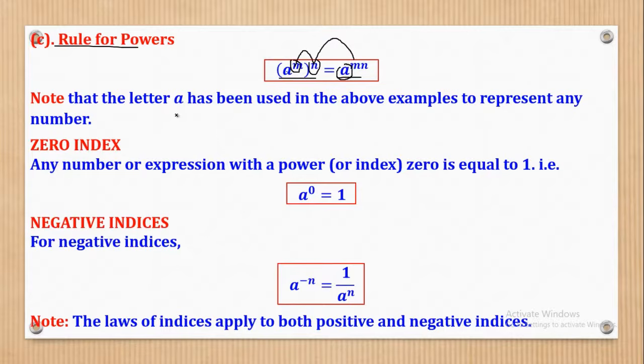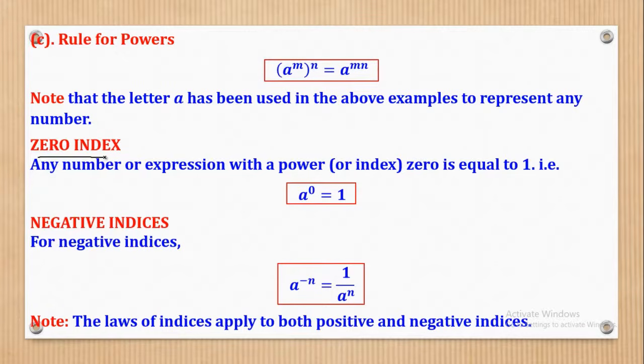So the letter A has been used in the above examples to represent any number. So A can mean 2, 3, -1, or integers. So it can mean an integer, it can mean whole numbers, it can mean fractions. And the same applies to M and N. So those are the rules.